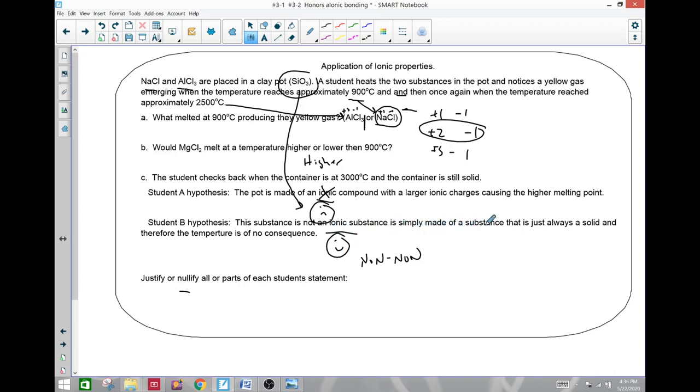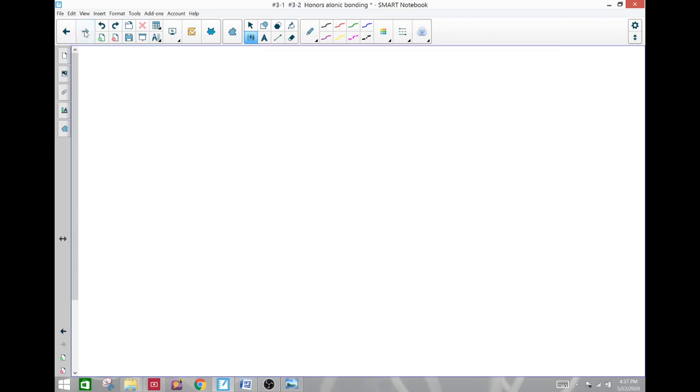It's made of a substance that is always solid, and therefore the temperature is of no consequence. Nothing is always solid. You start heating it up, the molecules will start shifting back and forth and breaking the bonds between them, and eventually it will melt. This is a substance that has a very, very strong bond. And I believe that comes down to the end here. Thank you very much.